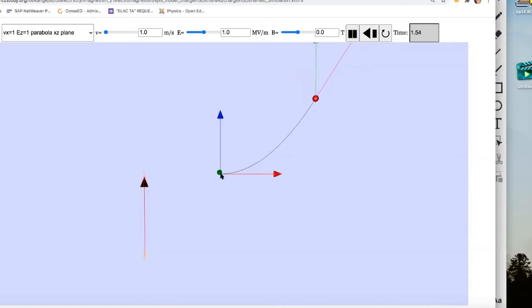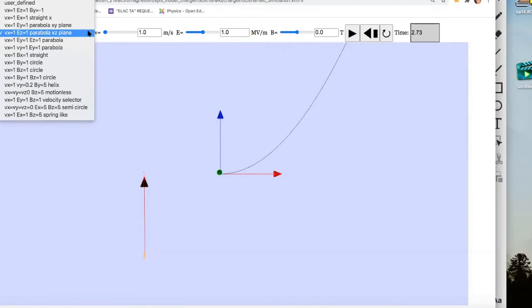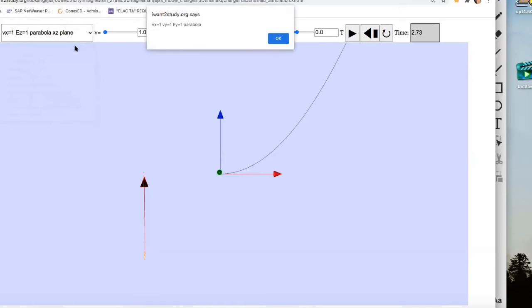You see, that makes sense that this and this are the same because A is 1. Okay, so now, what's the other thing that you can do? You can try Vx is 1, Ey is 1, Ez is 1. Okay, how about this one? Vx is 1, Vy is 1, Ey is 1.